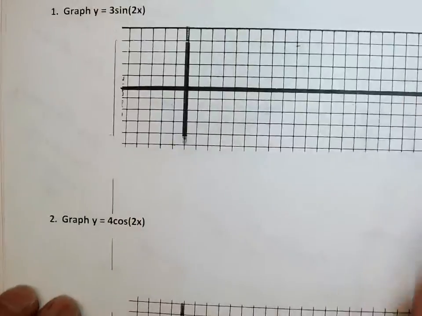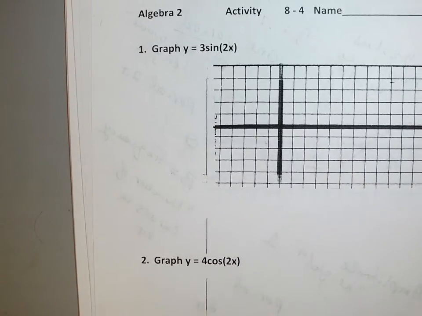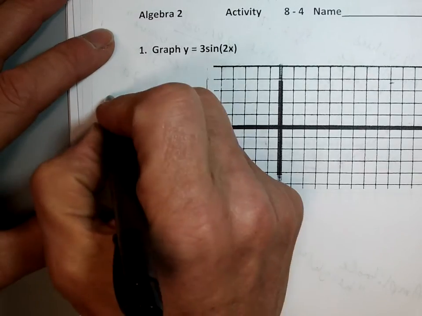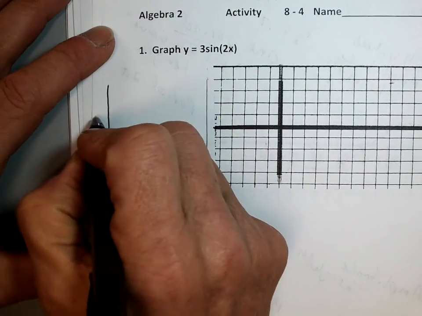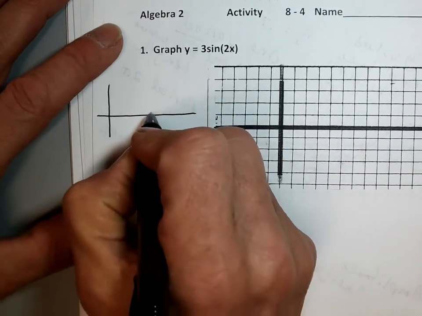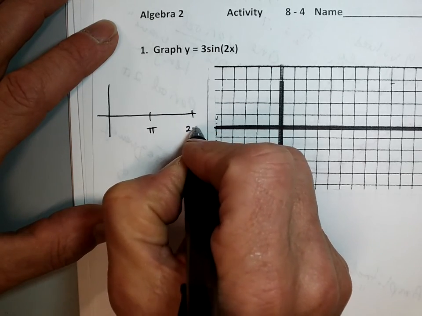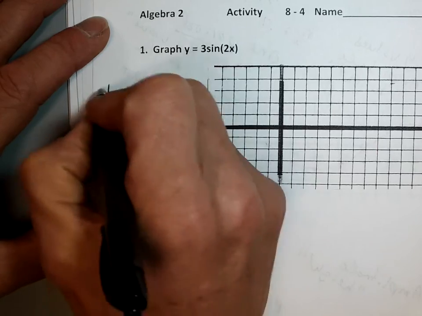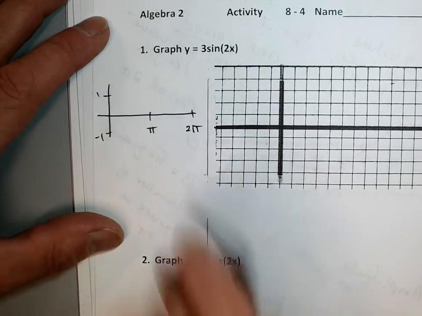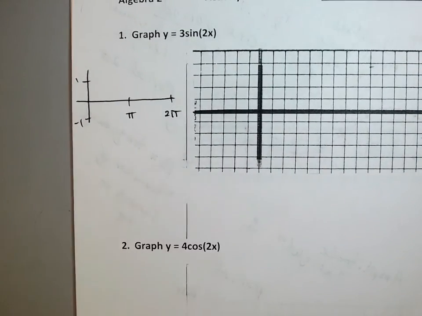So turn the page. Let's see what we got. Before I start this, on the side, I'm going to draw a normal sine curve. I'm just going to put a small mini version of a normal sine curve so you see it. 1, negative 1. So I'm just going to draw a mini one of these so we get an idea what it looks like.